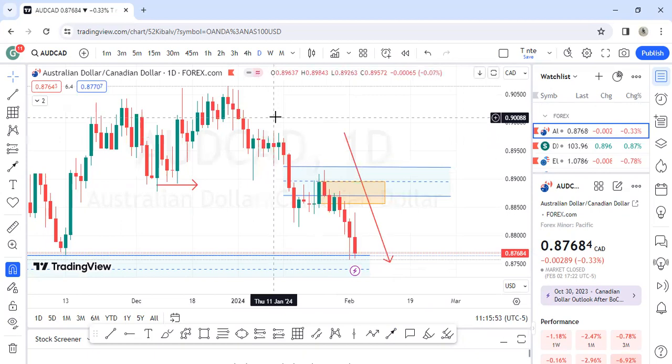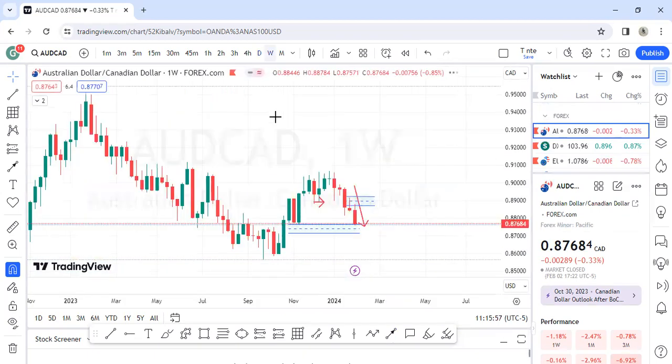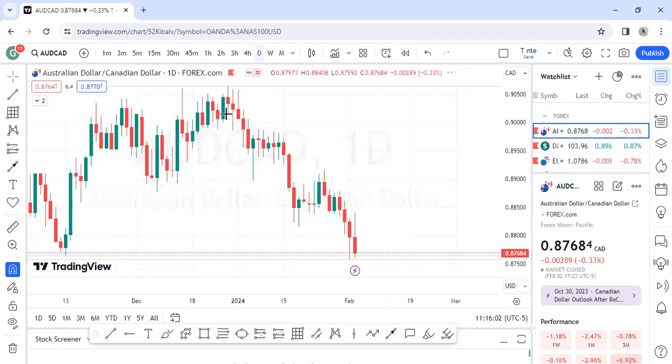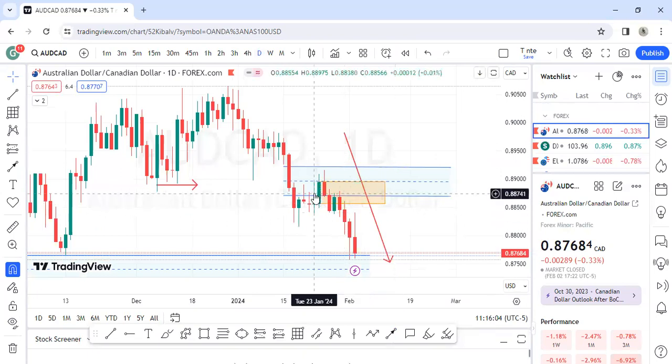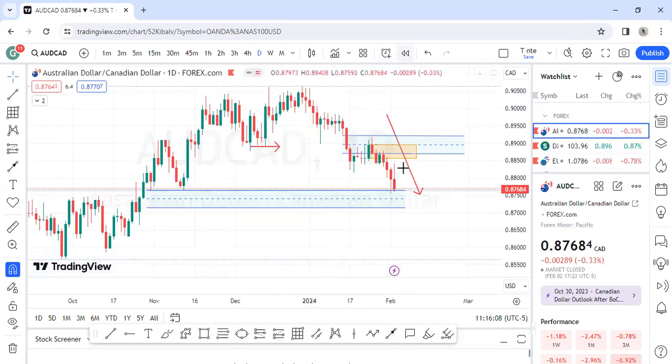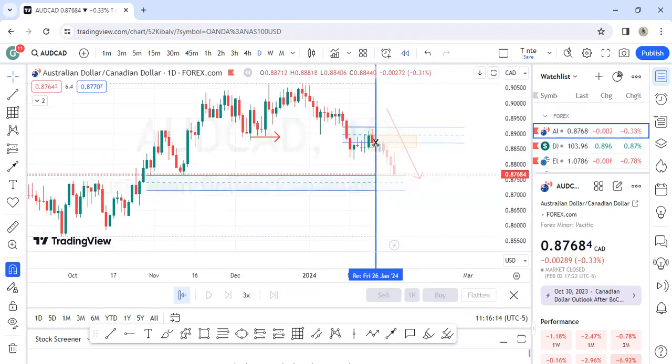I called this trade on my private community. I told my students what I was expecting on AUD card, and that has played out just like I anticipated. So the market was all the way up here when I gave this analysis for them, right? It was all the way up here. You can see the market was already there. So I think price was somewhere around there when I gave it.